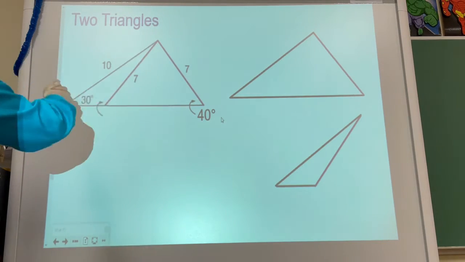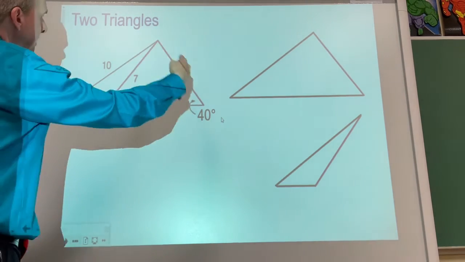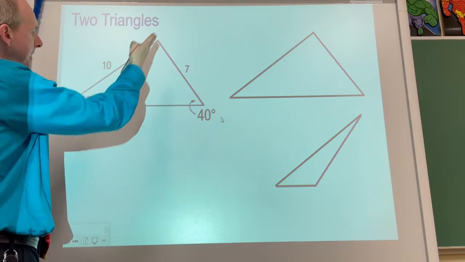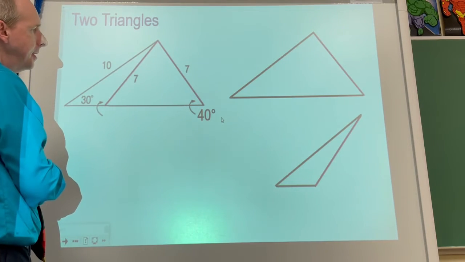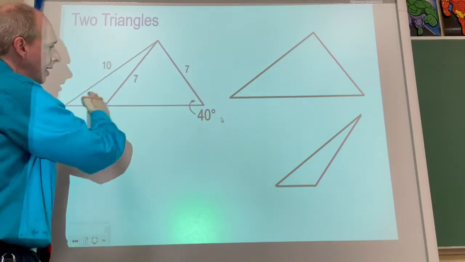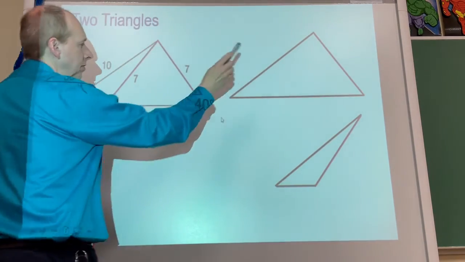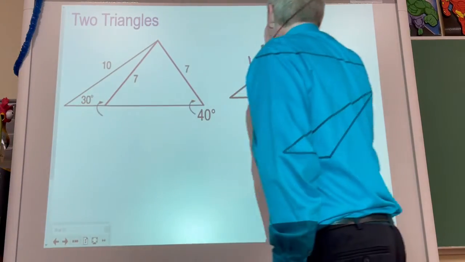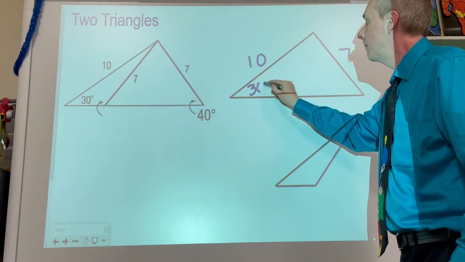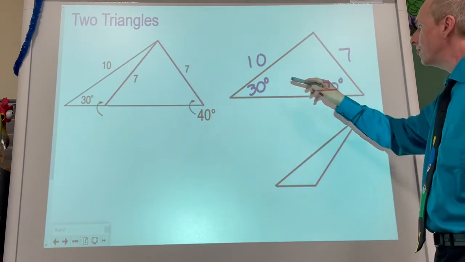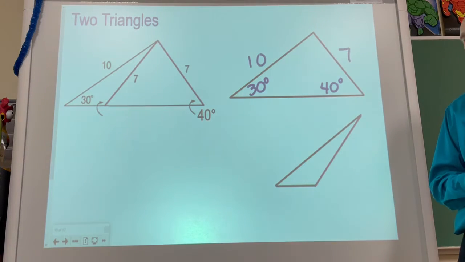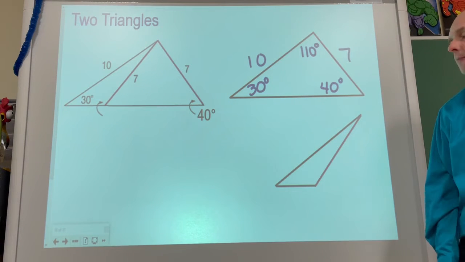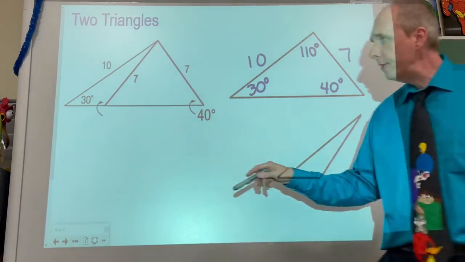We've got a big triangle. This is 10, this is 7, this is 30, this is 40. Well, this 7 could go this way instead. So we could end up with this big triangle over here, 10, 7, 30, 40, right? Which makes this angle how big? Yeah, 110.